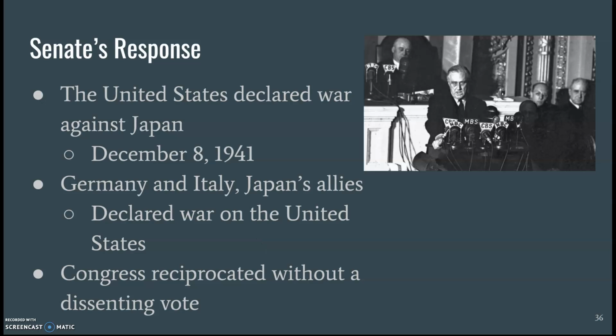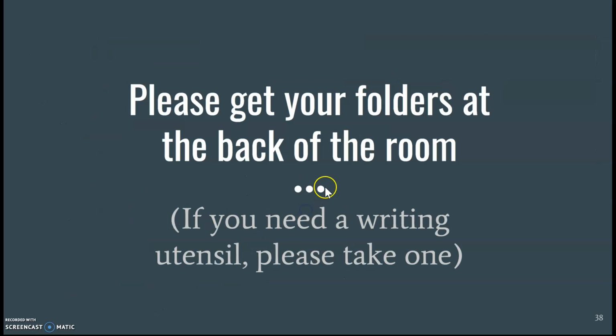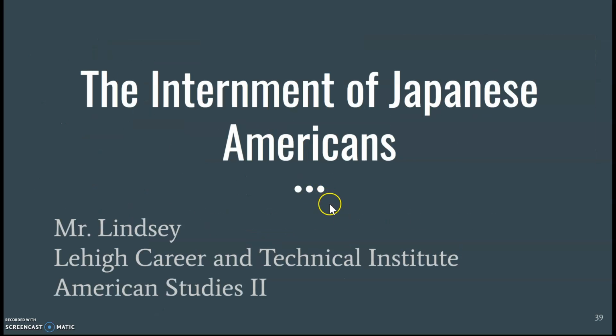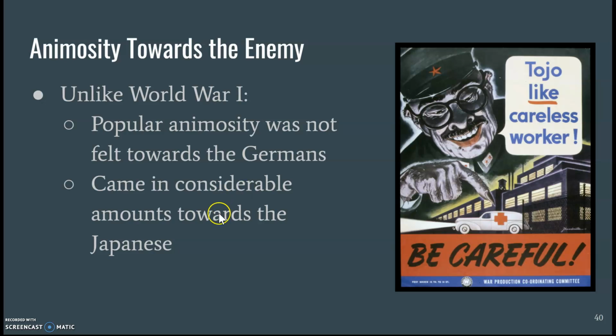Germany and Italy declare war on the United States, and Congress reciprocates without a dissenting vote, which is very rare, meaning every single person in Congress was able to say, yes, we want to go to war. Following the attacks on Pearl Harbor, we see one of the black spots in American history, which is the internment of Japanese Americans.